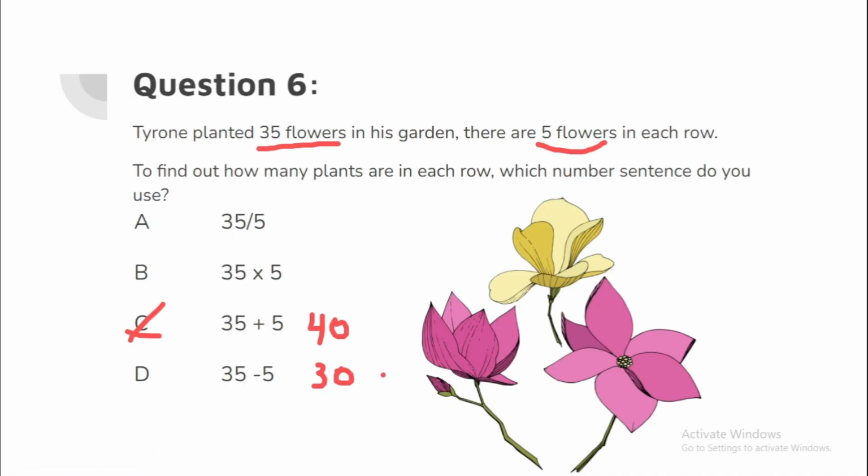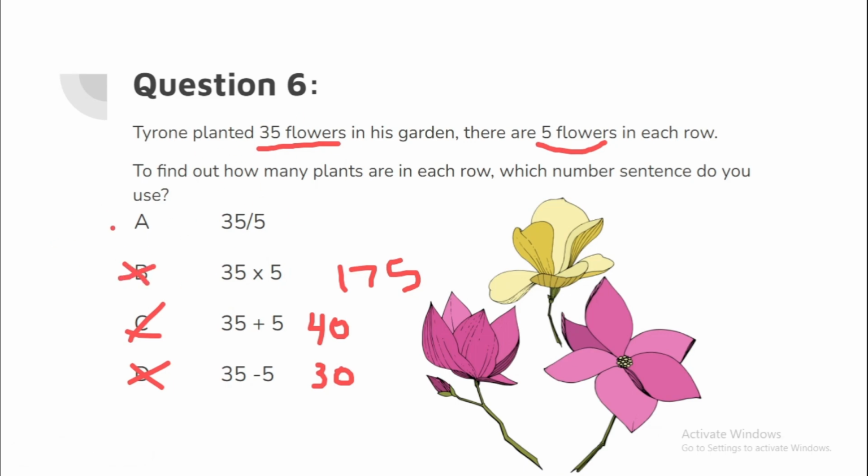And D, it can't be 30 because it's not 35. You can add back plus 5, but in each row, one row would have 30, and the other 4 would have 1 flower each, which wouldn't be even, so it can't be D. This is also a big one. B. 35 times 5 is like 175. We don't even have 175. We're nowhere near it. We're only at 35, so it can't be this.